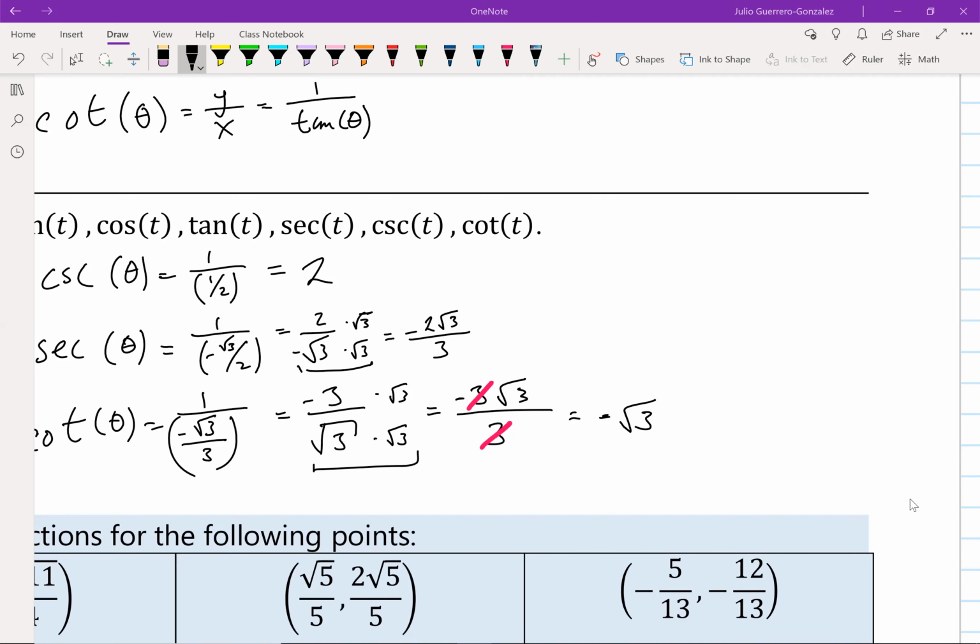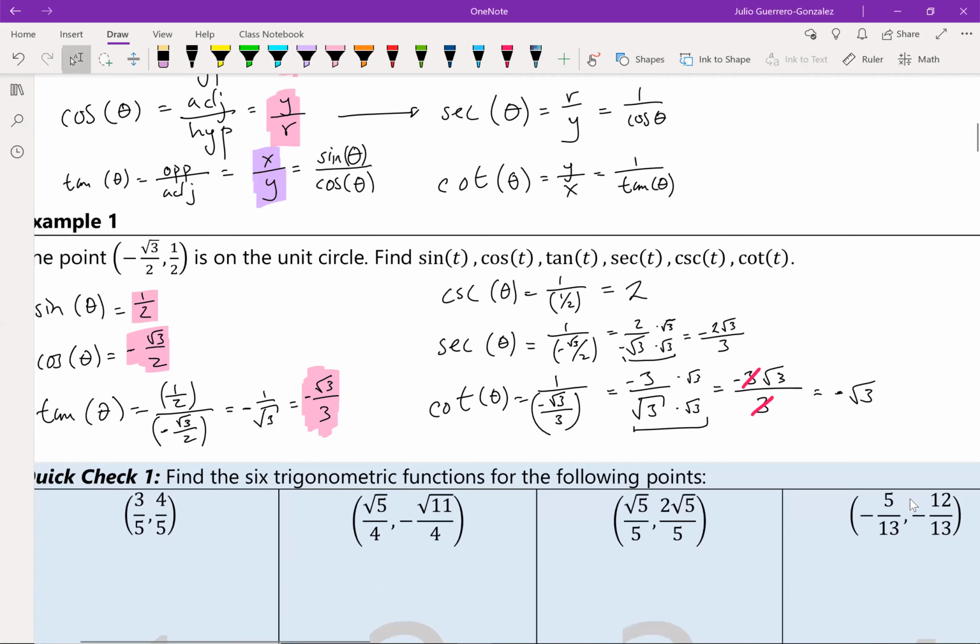Okay. So does everybody see it? We're done at this point. Cosecant, secant, and cotangent. We have all 6 functions for 1 point. Does that make sense?